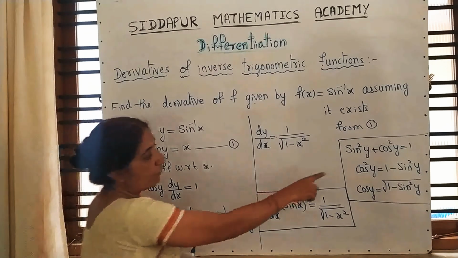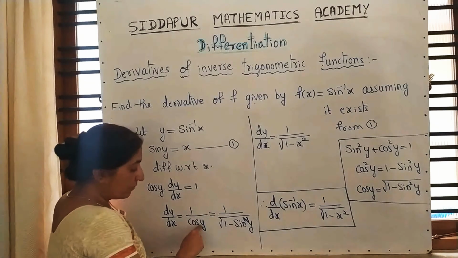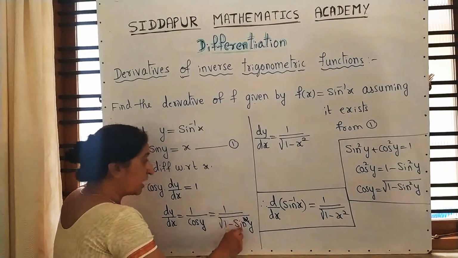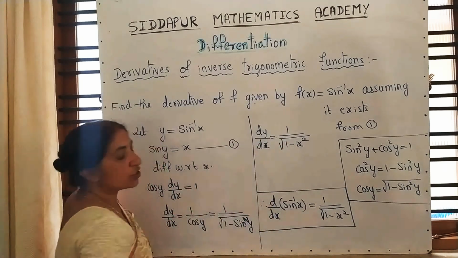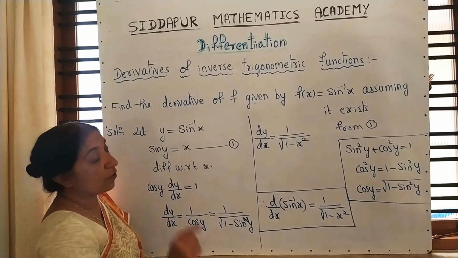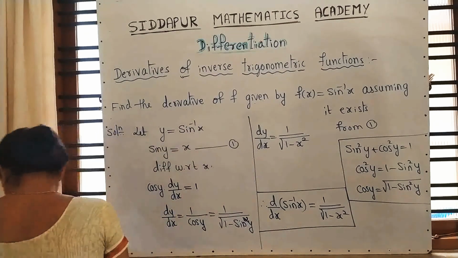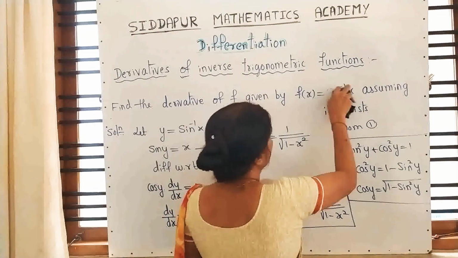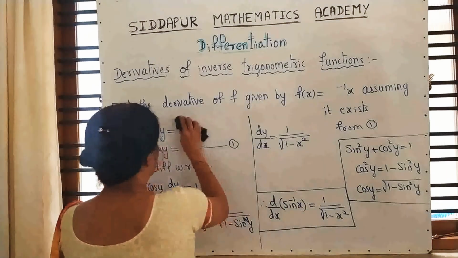With the help of the identity I gave from first year, cos y will be written as root of 1 minus sine square y, and sine y is x. Substituting that value, differentiation of sine inverse x is 1 upon root of 1 minus x square. Correct? Now write the next one. Find the derivative of cos inverse x.